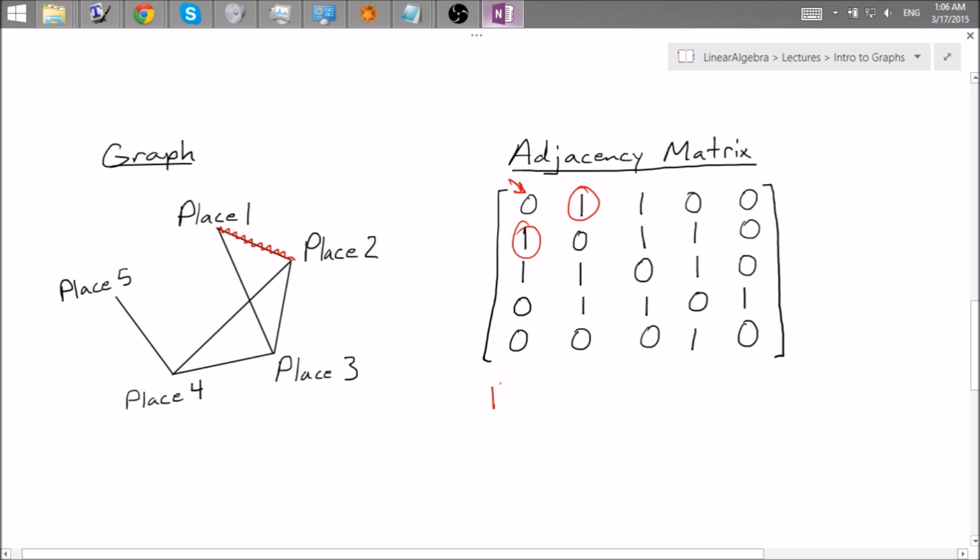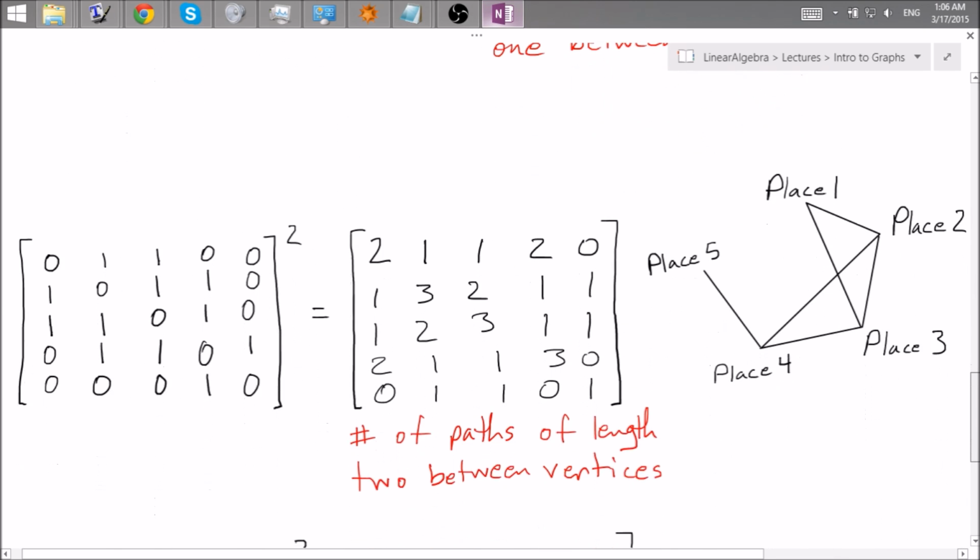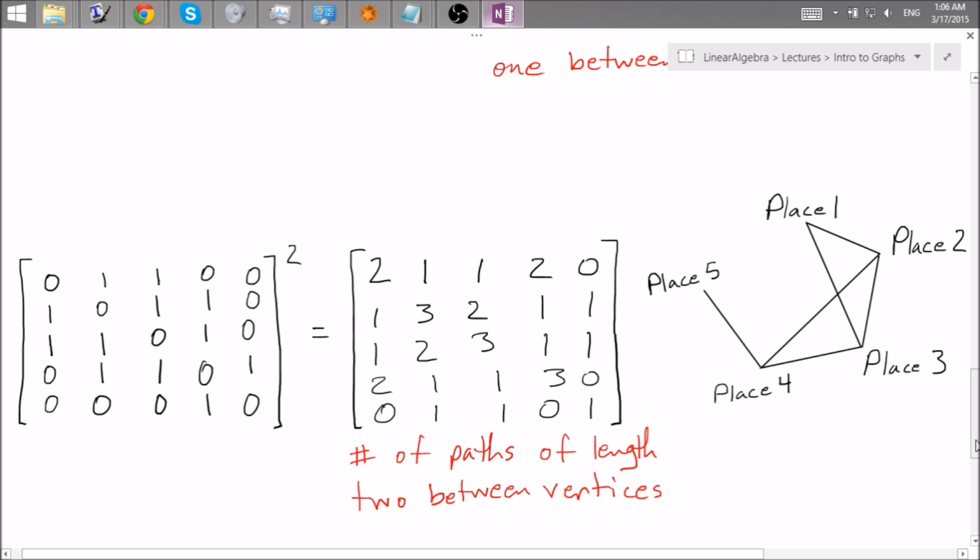So this encodes the number of paths of length 1 between any two vertices. Well, what if we want to compute the number of paths of a larger length between vertices? It turns out that if we square the adjacency matrix, we get the number of paths of length 2 between vertices. So let's look at how that happens.